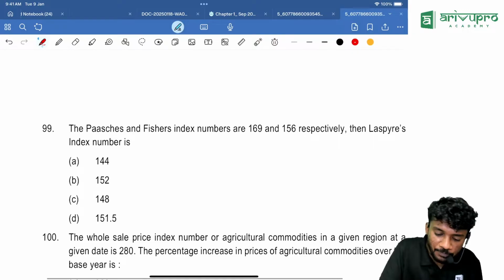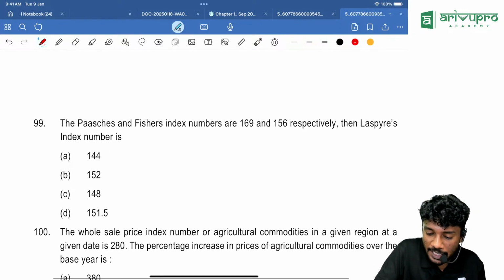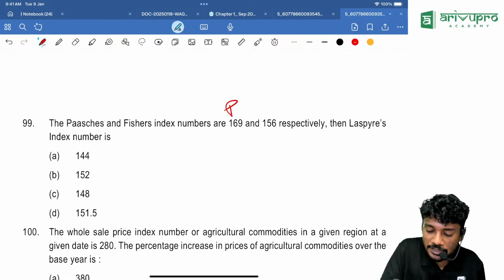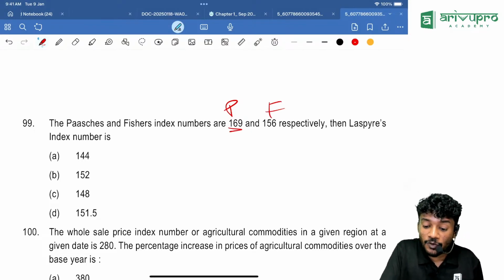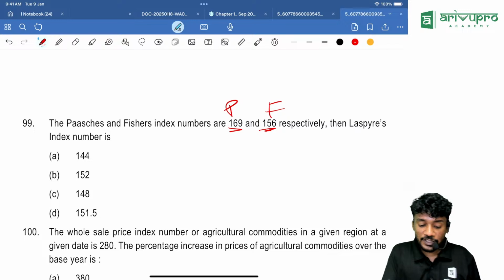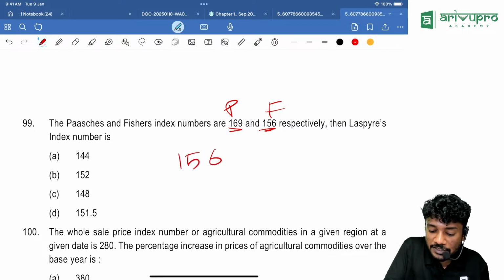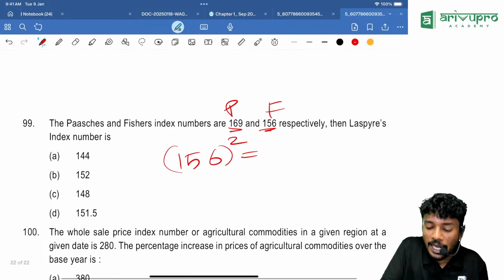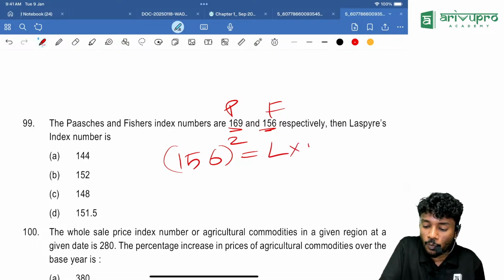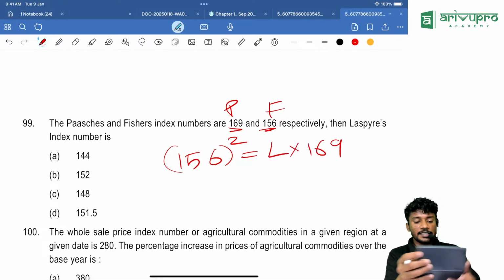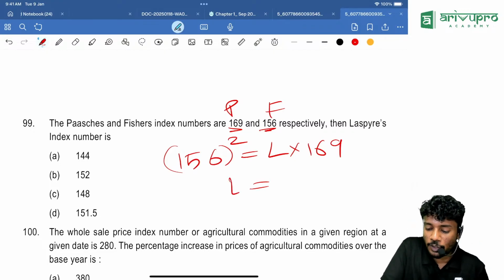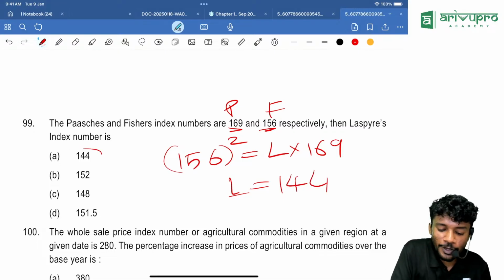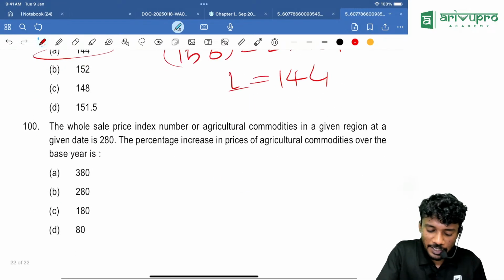Then next one. Paasche and Fisher's are given. So that means Paasche is 169, Fisher is 156. That means 156 square is equal to Laspeyres into Paasche, L into 169. So take the calculator, 156 into equal to divided by 169. How much is it? L is equal to 144. Option A is our answer.